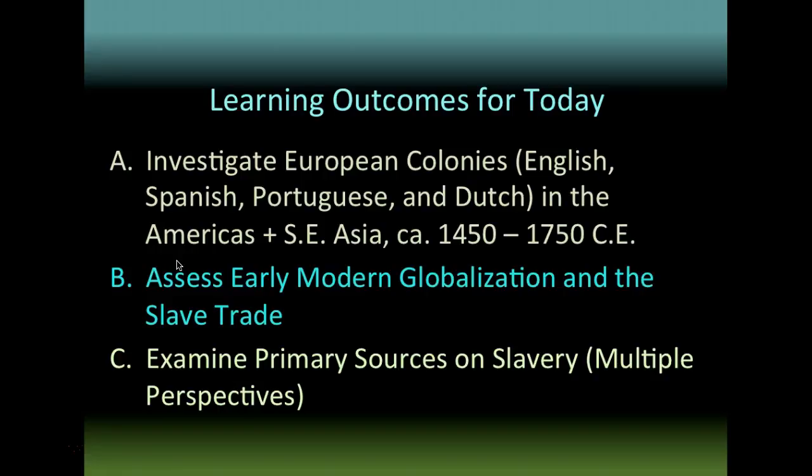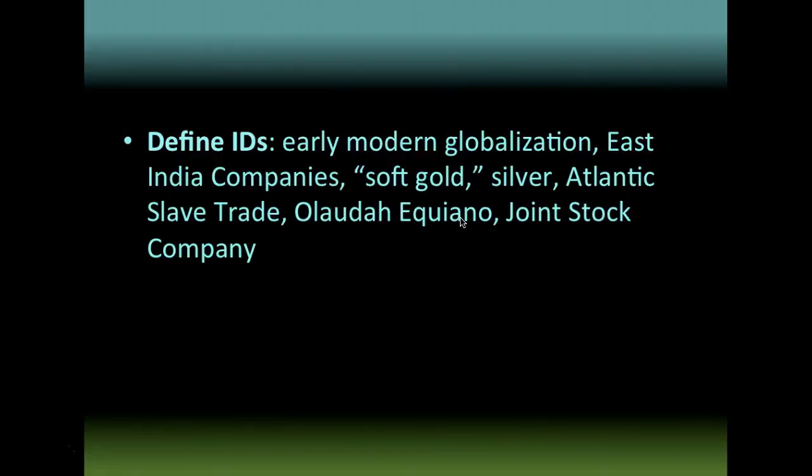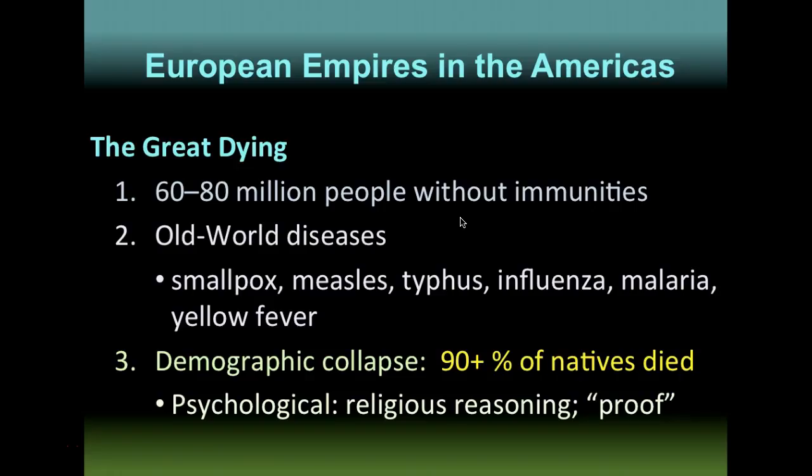These are our learning outcomes for the first part of Unit 3. And then the other parts, assessing early modern globalization and the slave trade and examining primary sources on slavery, we will do that another time. Our focus question is for the second and third parts of Unit 3, so we're going to skip this for now. As always, the IDs and the map IDs and the timeline IDs are at the beginning of the PowerPoint, so you can always reference this list.